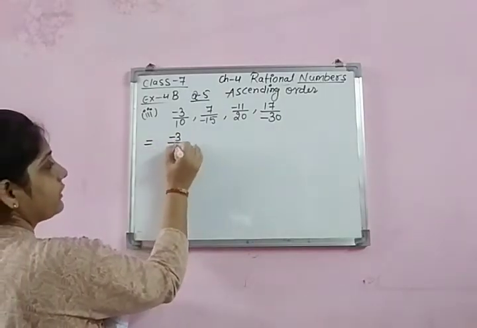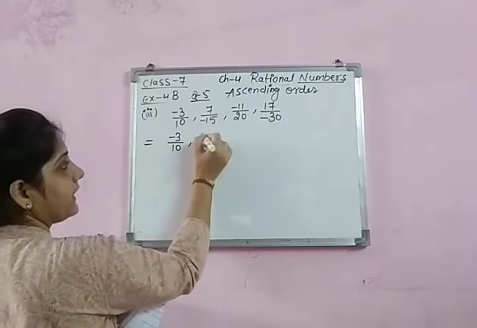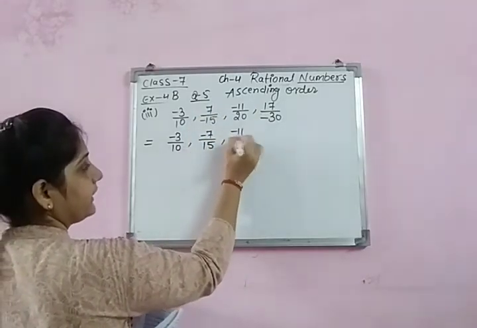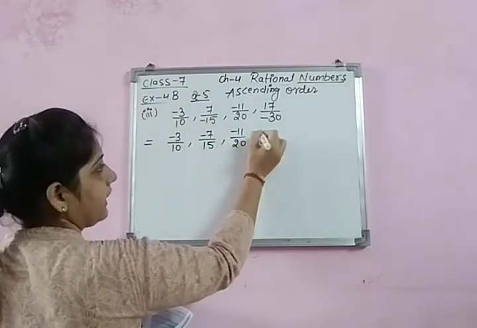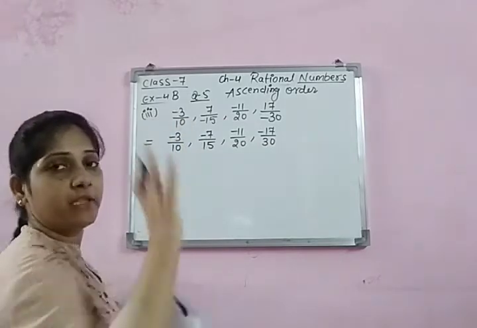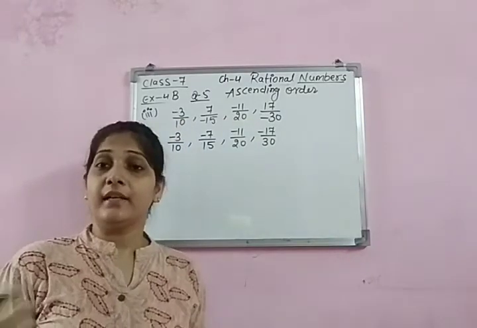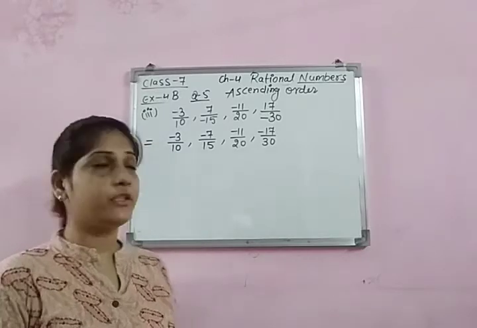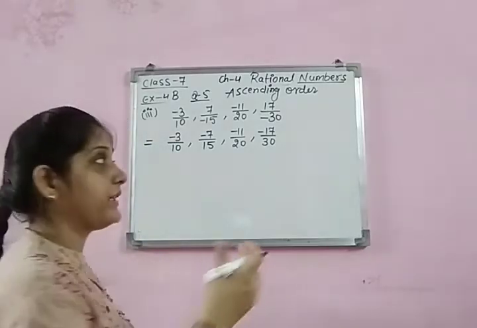It is already positive. This minus can be shifted to the numerator, and we know how. Negative 11 by 20 and negative 17 by 30. So now all the denominators are positive. Now what do we have to do? We have to take the LCM of the denominators and make all the denominators similar.